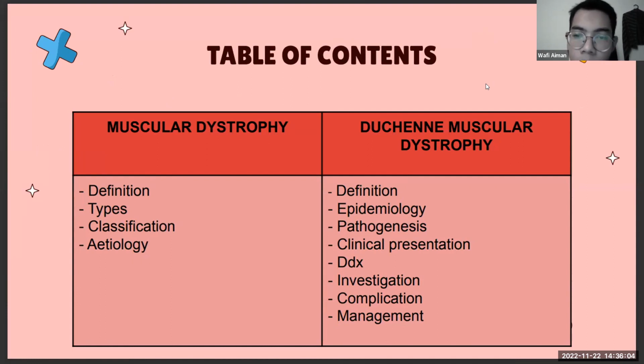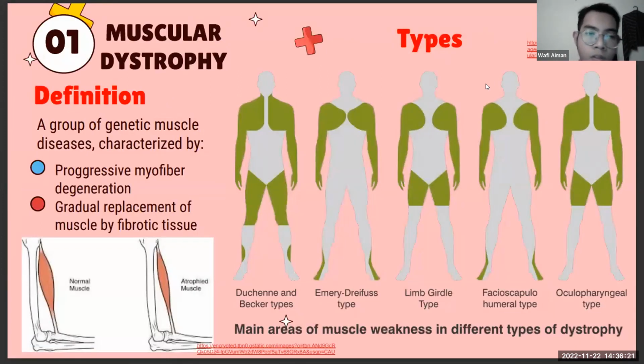And then we move to the most common type of muscular dystrophy, which is Duchenne muscular dystrophy, regarding definition, epidemiology, pathogenesis, clinical presentation, differential diagnosis, investigation, complication, and also management. So the first one is regarding muscular dystrophy.